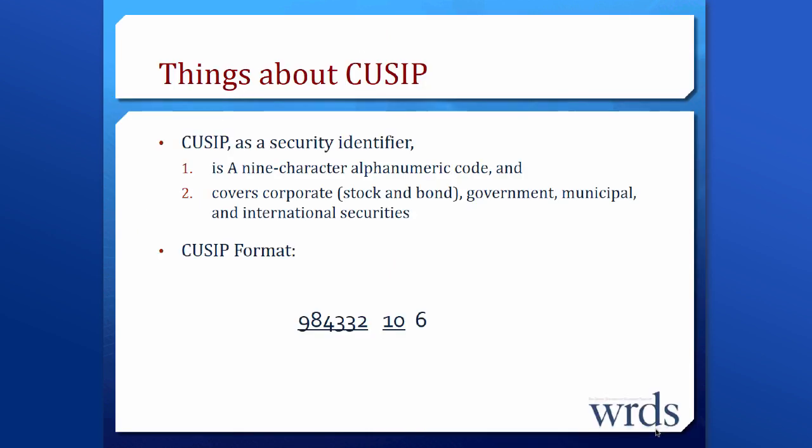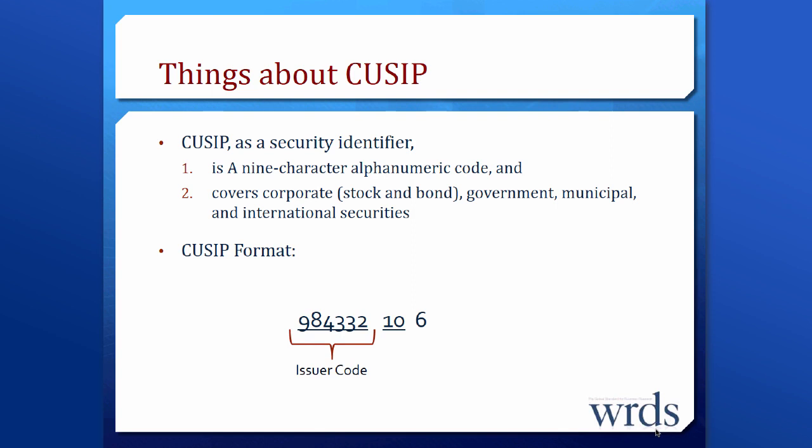There are things you need to know about CUSIP. A CUSIP is a security identifier, a 9-digit alphanumerical code, and it covers corporate stocks and bonds, government, municipal, and international securities. The format of CUSIP is quite interesting. The first 6 digits or characters are the issuer code.